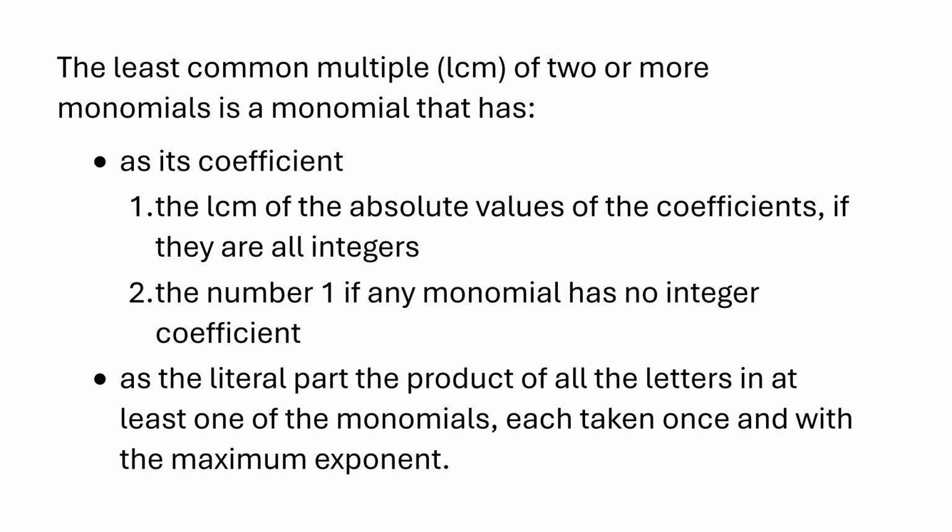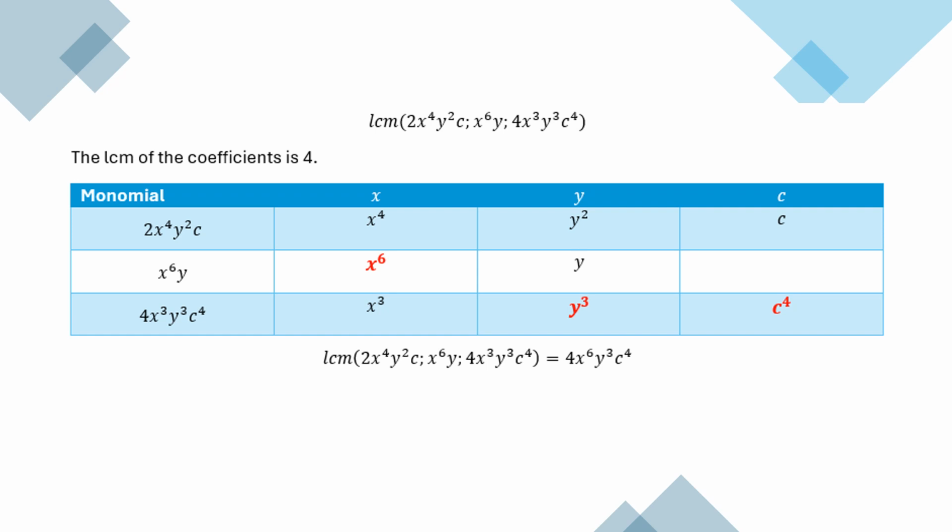Now, the least common multiple of two or more monomials is a monomial that has as its coefficient the least common multiple of the absolute values of the coefficients if they are all integers, the number 1 if any monomial has no integer coefficient. So this is extremely similar to what we said before, but we are dealing with LCM and not GCF. And then as the literal part, the product of all the letters in at least one of the monomials, each taken once and with the maximum exponents. Okay, so we need to do the product with the maximum exponent.